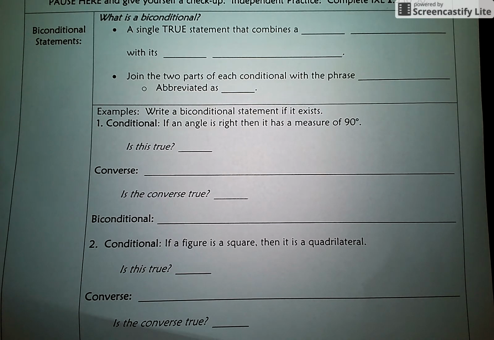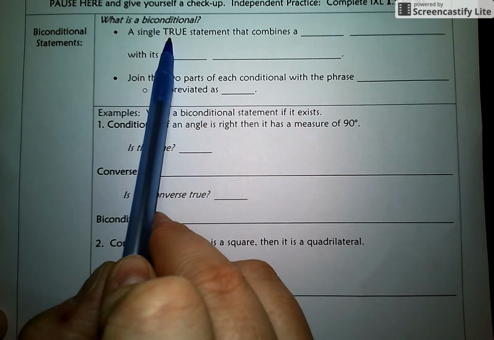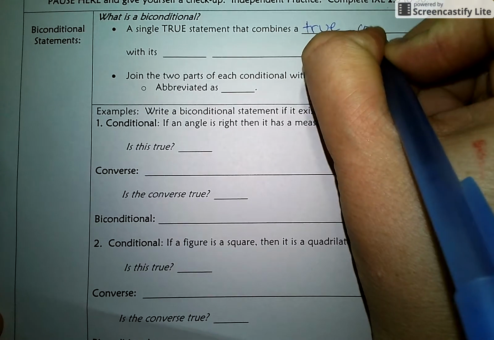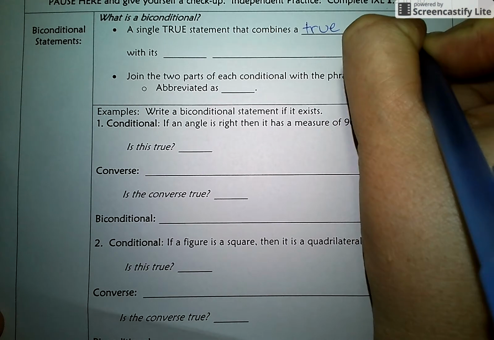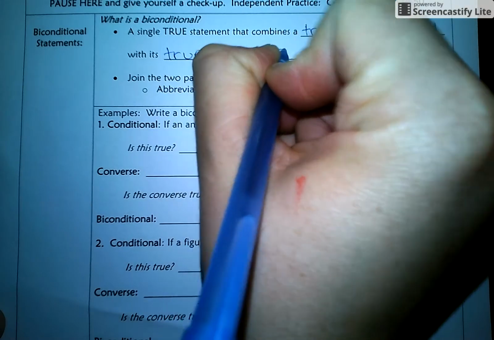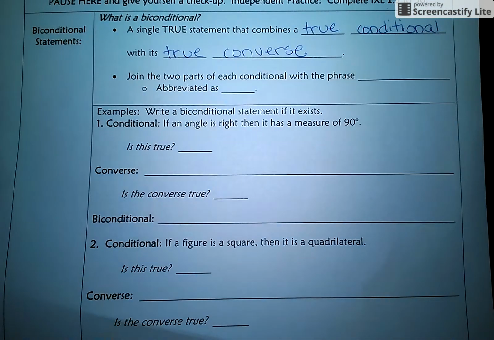A biconditional statement is a single true statement that combines a true conditional with its true converse. Now notice that everything has to be true. We can't have one hypothesis that leads to a conclusion that's false. Everything about the statement has to be true.